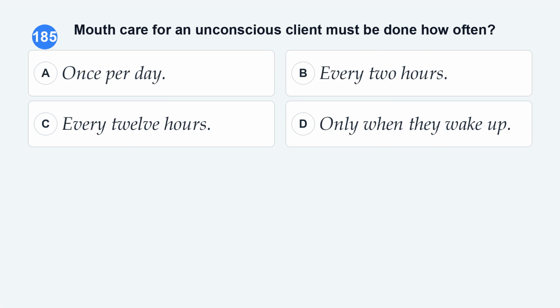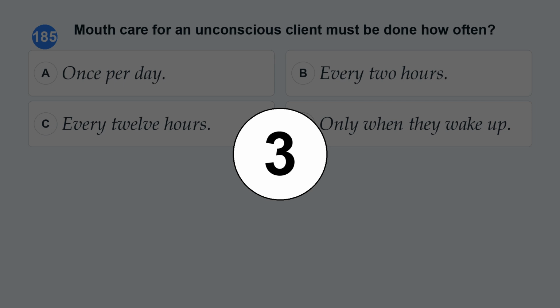Question 185. Mouth care for an unconscious client must be done how often? Option A. Once per day. Option B. Every 2 hours. Option C. Every 12 hours. Option D. Only when they wake up.